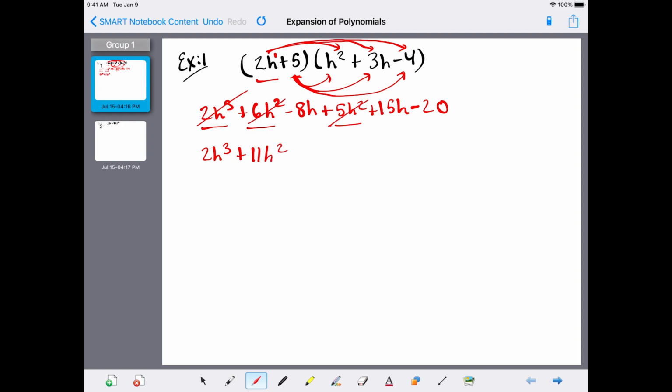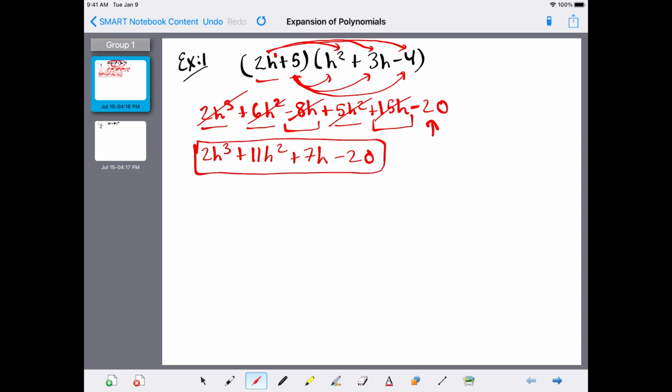So now I'll get rid of those. We've dealt with those. Next we have the h term, so we have negative 8h and plus 15h. So negative 8h plus 15h is going to be 7h. And then all we have left is the subtract 20 at the end. And we're done. Let's do one more.